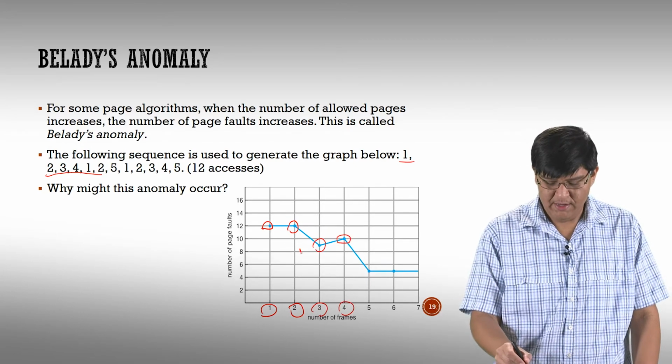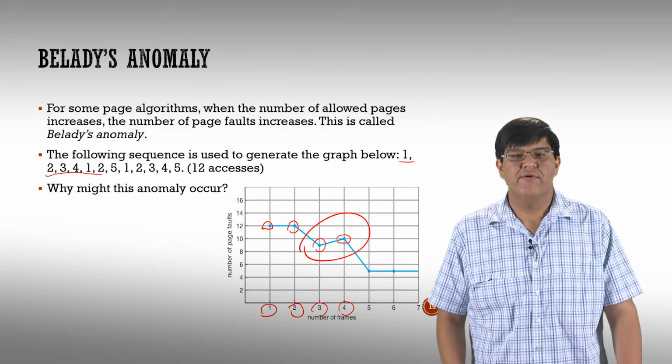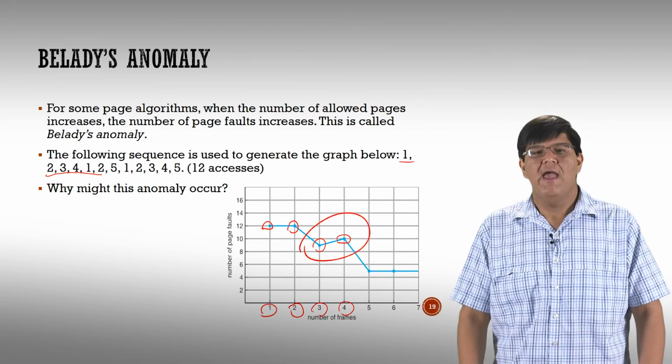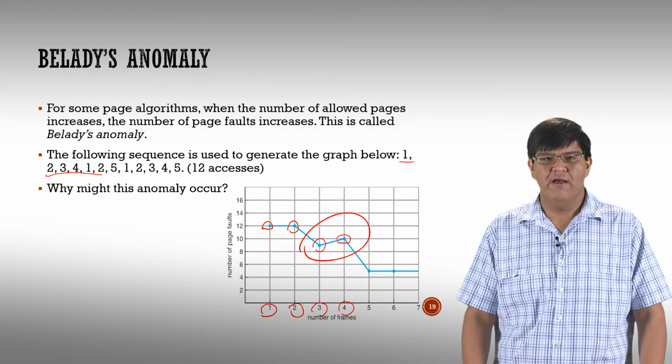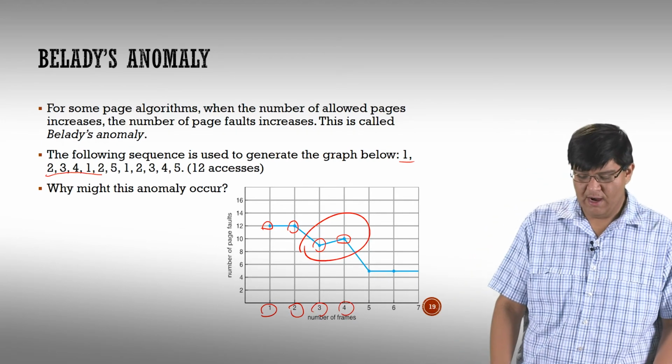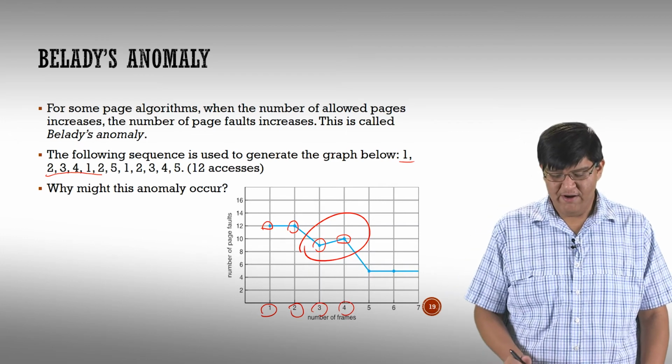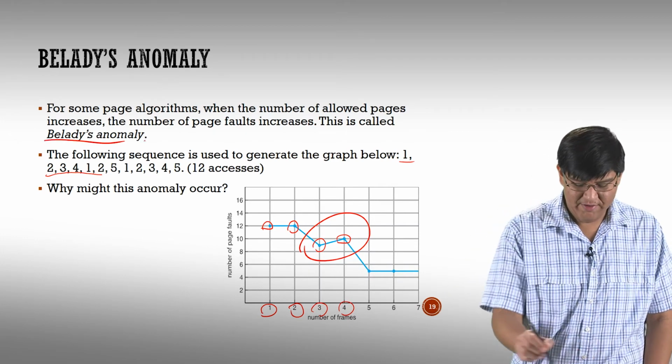So this is my anomaly here. I've gone from storing 3 pages to storing 4 pages, and when I did that, I actually made my performance worse. I have one additional page fault that I need to take care of. So this is our anomalous area, this thing right over here.